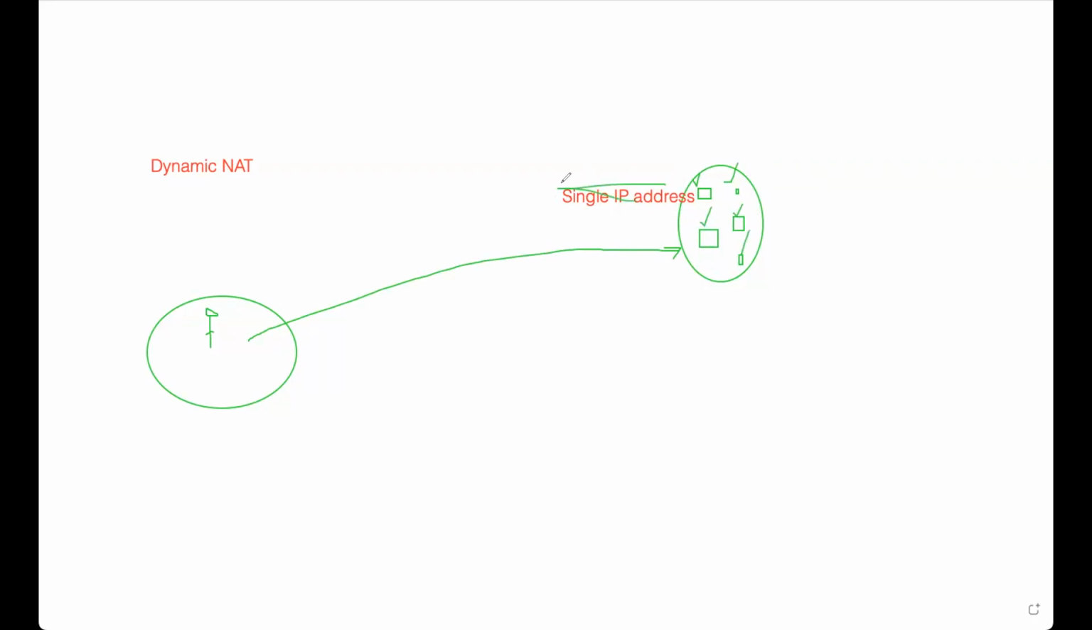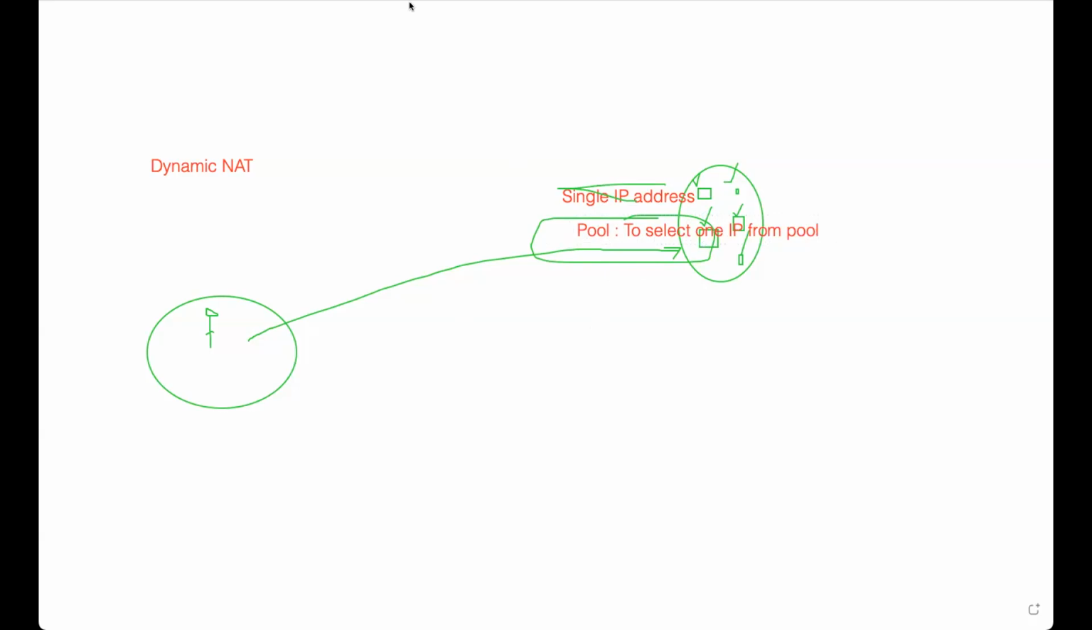So in that case, what you're going to do is create a pool on the router, on the edge router. You will create a pool, and that pool will be used to select one IP from the pool.